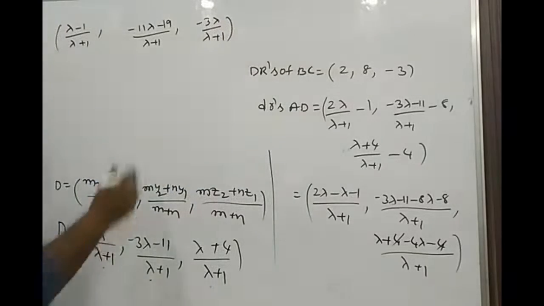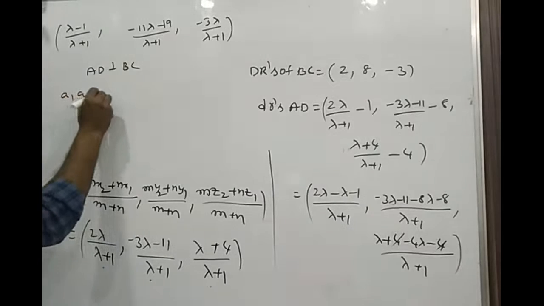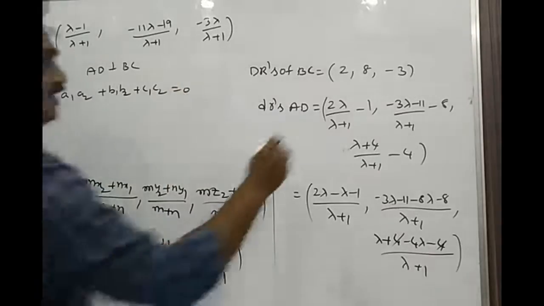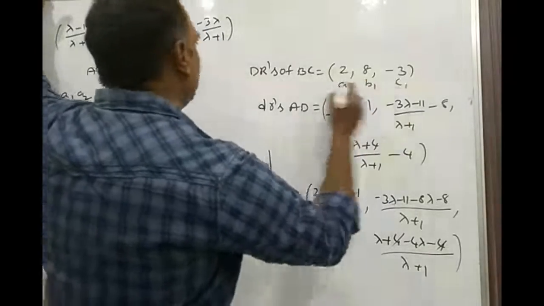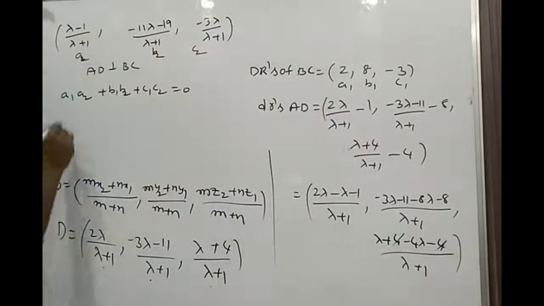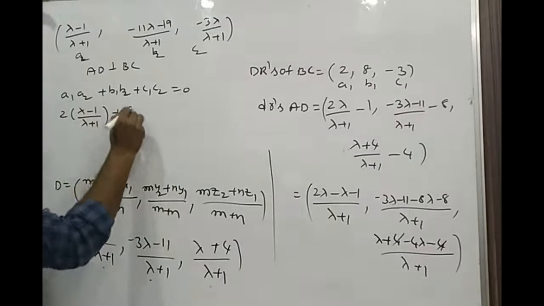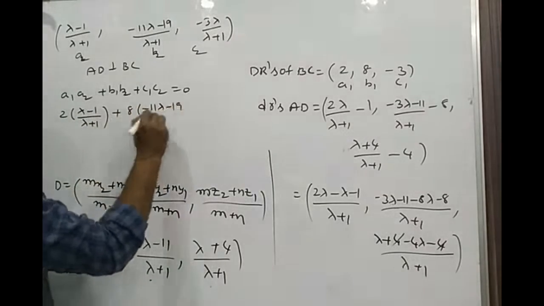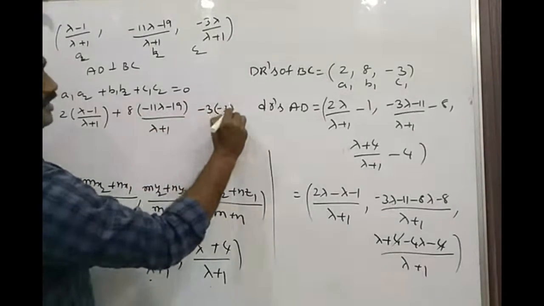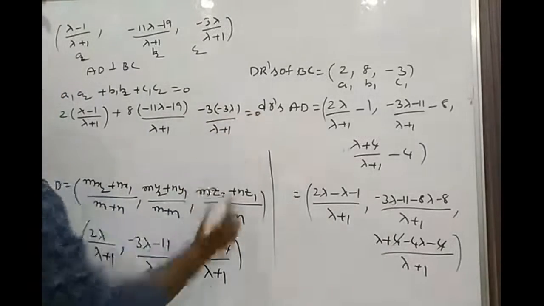Okay friends, here AD is perpendicular to BC. For two perpendicular lines, a1a2 plus b1b2 plus c1c2 equals 0. So this is a1, b1, c1 and this is a2, b2, c2. So 2 into (lambda minus 1) by (lambda plus 1) plus 8 into (minus 11 lambda minus 19) by (lambda plus 1) plus minus 3 into (minus 3 lambda) by (lambda plus 1) equals 0. Simplify.